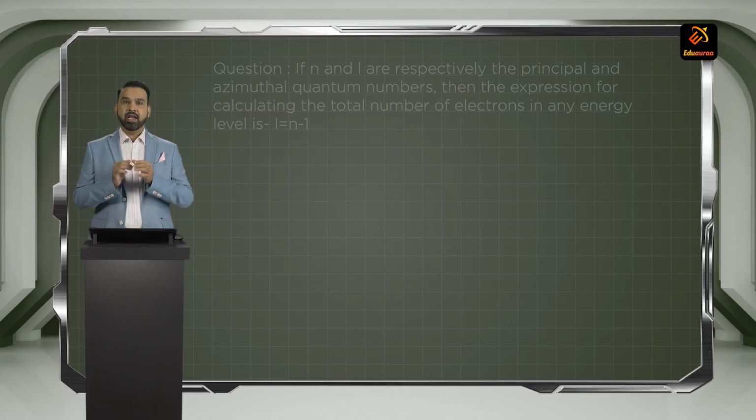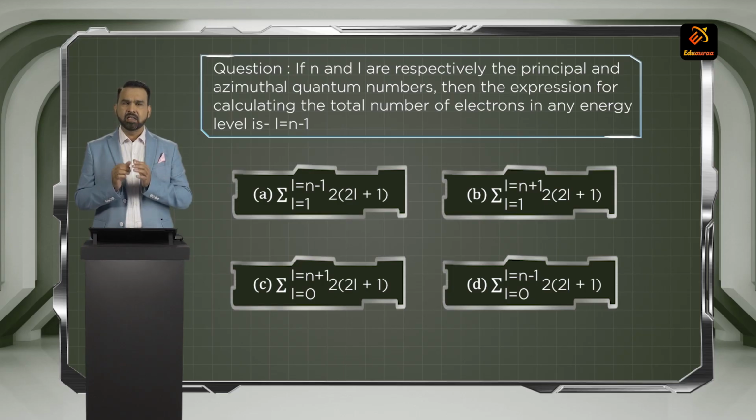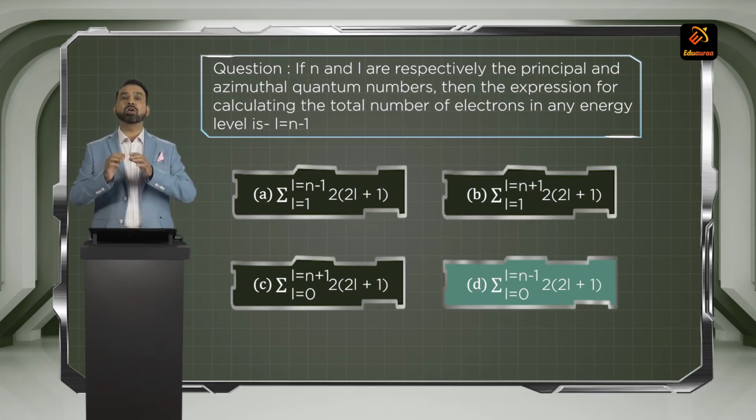Next question. If n and l are respectively the principal and azimuthal quantum numbers, then the expression for calculating the total number of electrons in any energy level is given by which expression? Look at the choices and decide. I have told you the expression to find the total number of electrons. That is the summation of 2 times (2l plus 1). Choice D is the correct answer for finding the total number of electrons in an energy level. Moving to the next question.